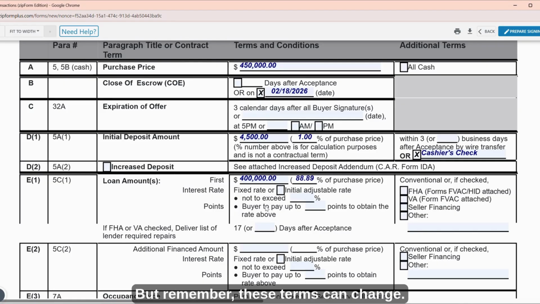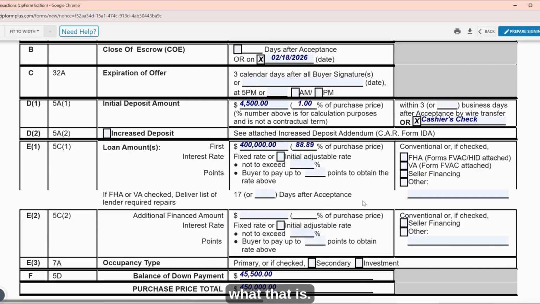But remember, these terms can change. The purchase price can be negotiated back and forth. So this is not a binding thing. It's just an estimate to see roughly what that is.